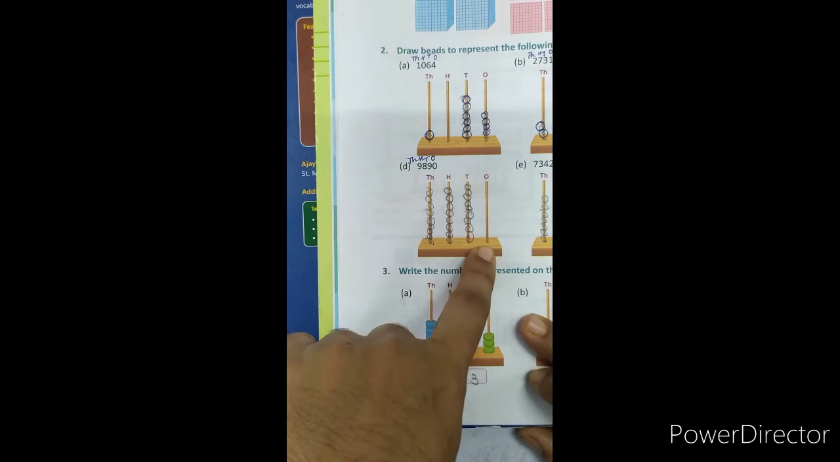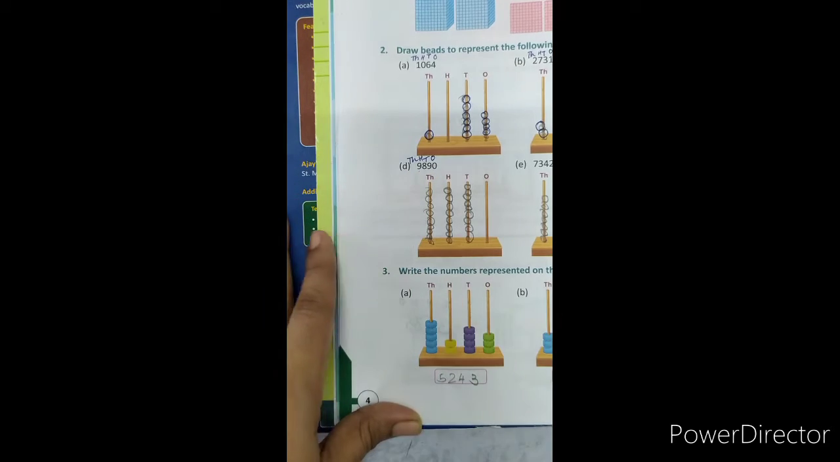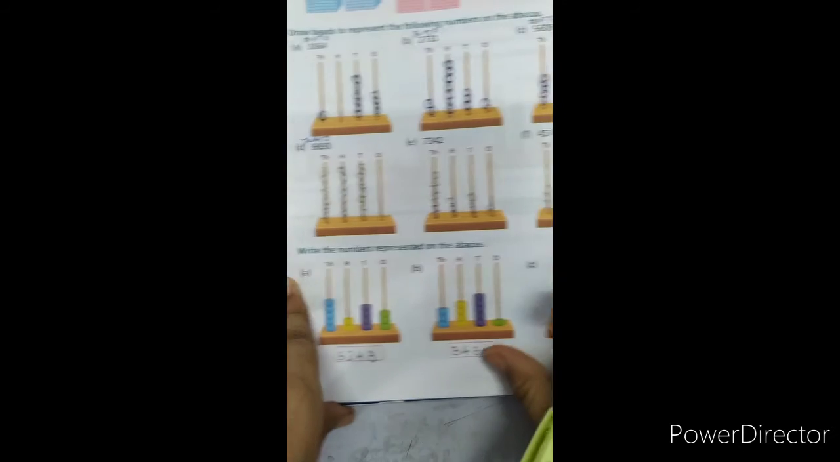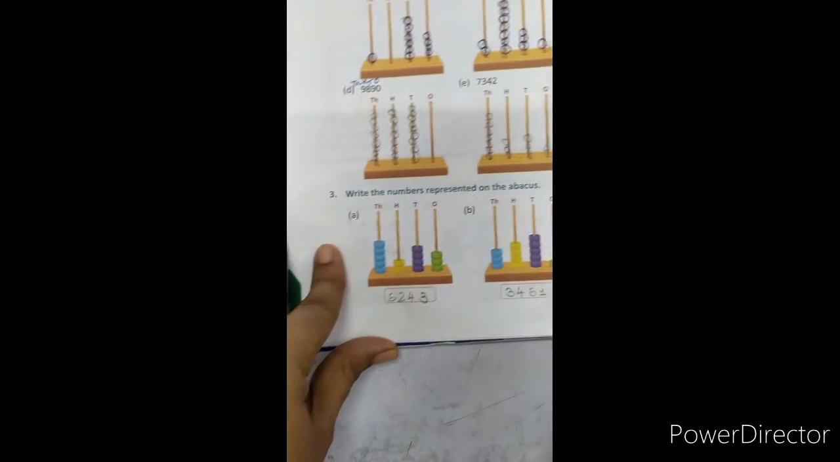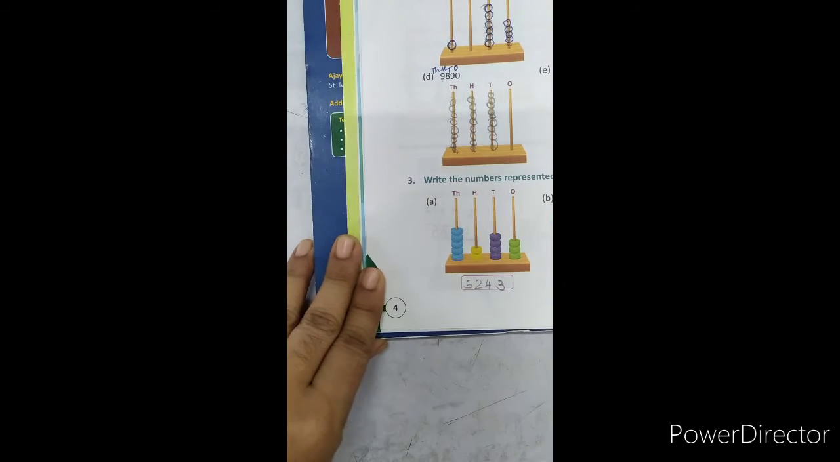And there are no beads in ones position because the number 0 is written under ones position. Okay, so these also you can do it of yourself. This sum also I believe you can do it. Okay, so now we'll go for the third question.